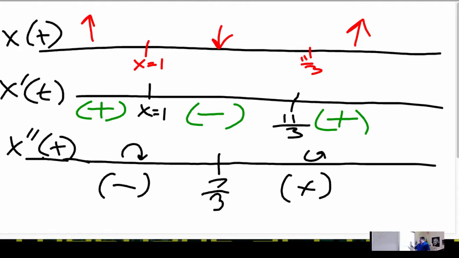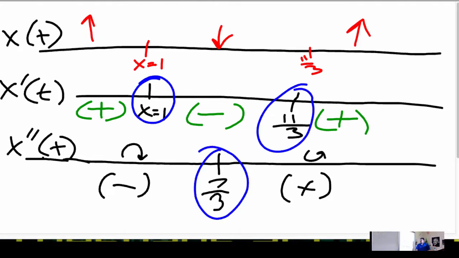So now the only thing I want to do is figure out what these points are on my function f of x, or in this case, x of t. How do I do that? Plug it in. I just plug it in.